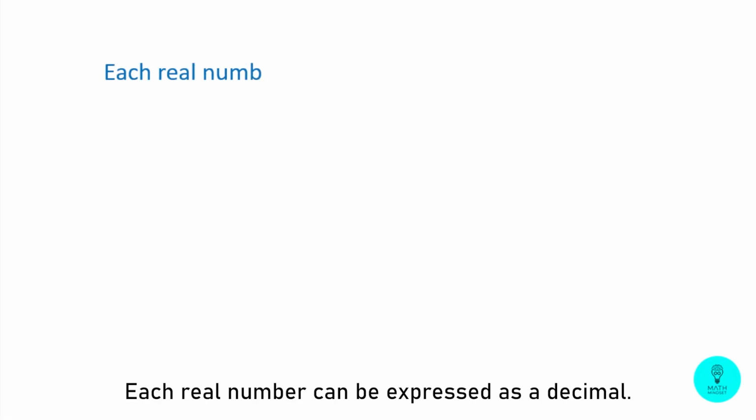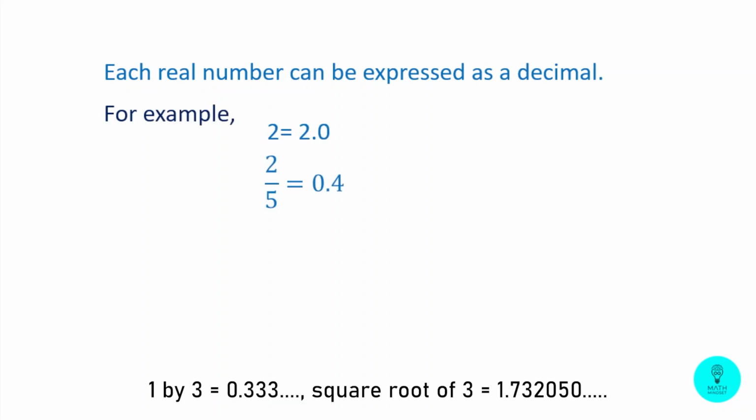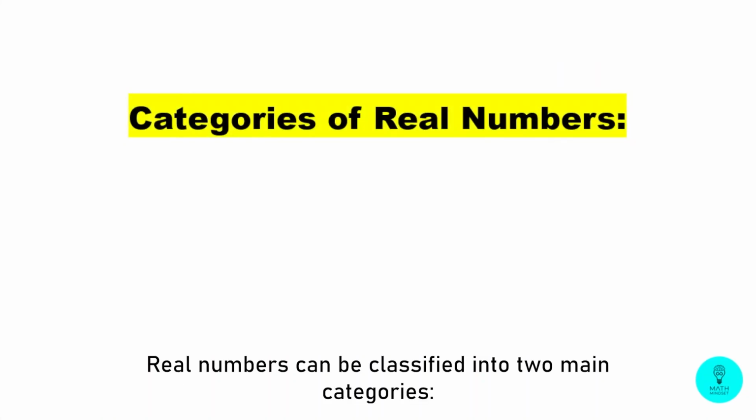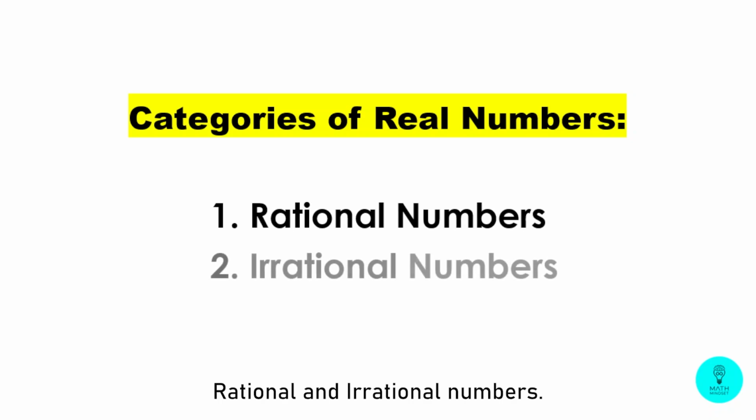Each real number can be expressed as a decimal. For example, 2 equals 2.0, 2 by 5 equals 0.4, 1 by 3 equals 0.33333. Square root of 3 equals 1.732050. Real numbers can be classified into two main categories: rational and irrational numbers.